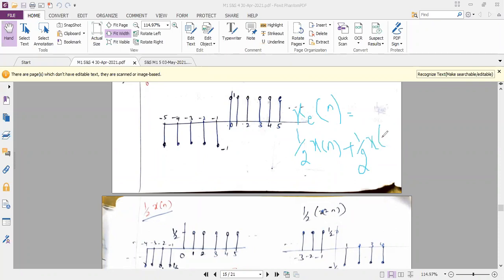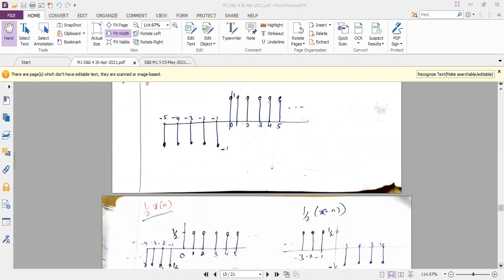So the formula is a must. You know how to follow the steps. The first step is that the first term we have to draw separately, the second term we have to draw separately, and we have to add the two diagrams such that we will get the even signal. Okay.